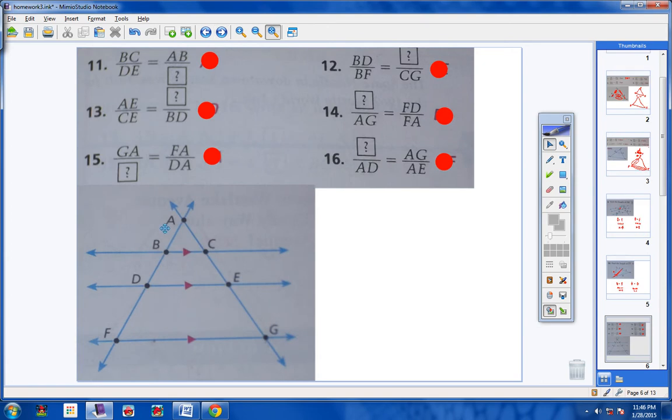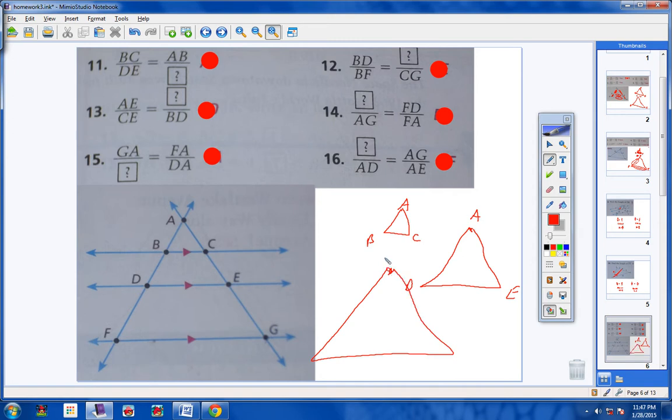Alright, numbers 11 through 16, the directions say use the figure at the right to complete the proportion. So here we go. We have B. First of all, notice we've got a lot of stuff here, guys. We not only have 3 parallel lines cut by 2 transversals, we got triangles too. We better draw these. We got a triangle here that's called A, B, C. And then we got a bigger triangle that's called triangle A, D, E. Then we got a really big triangle that's called triangle A, F, G.